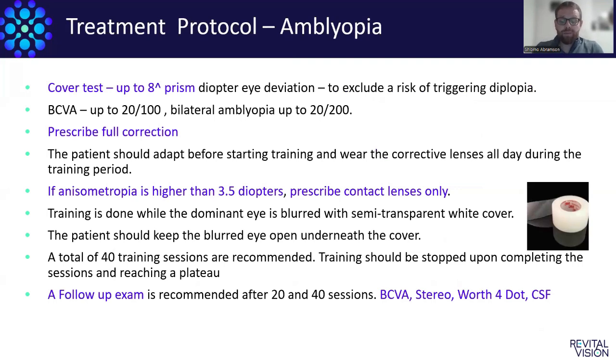The protocol for the amblyopia treatment is as follows. Make sure the cover test and best corrected visual acuity fit the criteria. Prescribe the full correction and let the patient get used to the correction prior to the training. If anisometropia is higher than 3.5 diopters, prescribe contact lenses or Shaw lenses to overcome the aniseikonic effect. Training is done while the dominant eye is blurred by a semi-transparent white cover, as pictured.